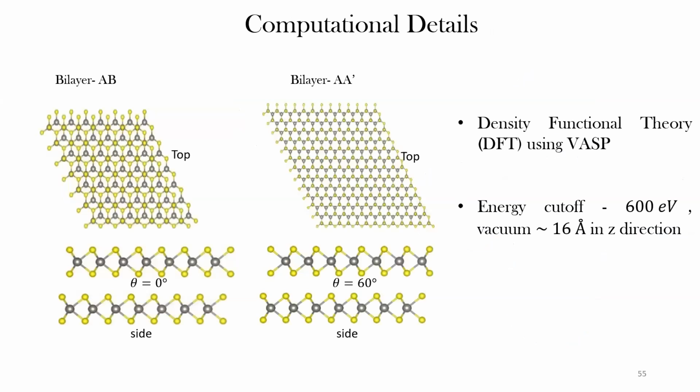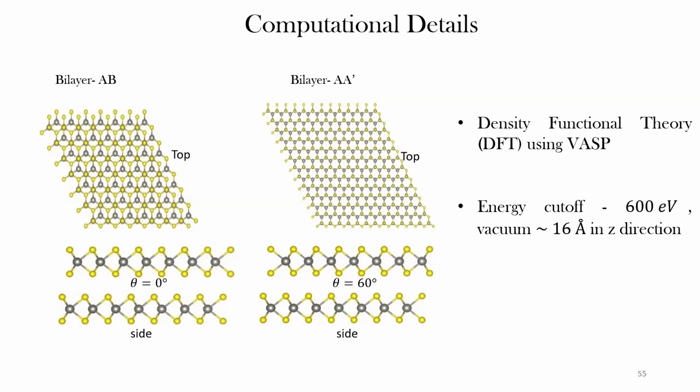So I have used VASP. It's a commercial software to use density functional theory, and it uses a periodic plane wave basis set to calculate ground state energy. I used two stackings for my calculation. One of them is AB stacking and another is AA' stacking. If you look at the bottom figures, they show the side view of these two layers. These two stackings are the most stable stackings that I was interested in.